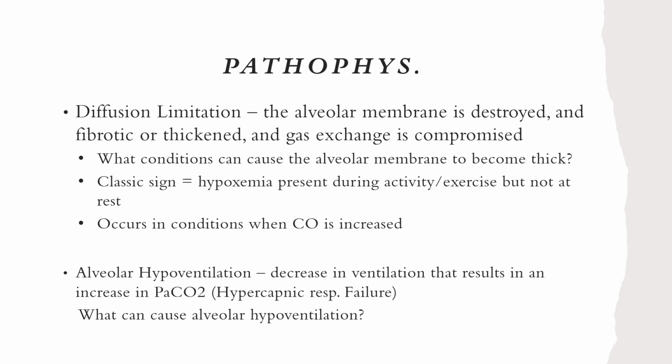So many of these conditions can happen together. It doesn't have to be just one. It doesn't have to be just shunting, or just intrapulmonary issues or diffusion limitations. A lot of times these can all happen together and be causing issues with gas exchange or impaired ventilation.